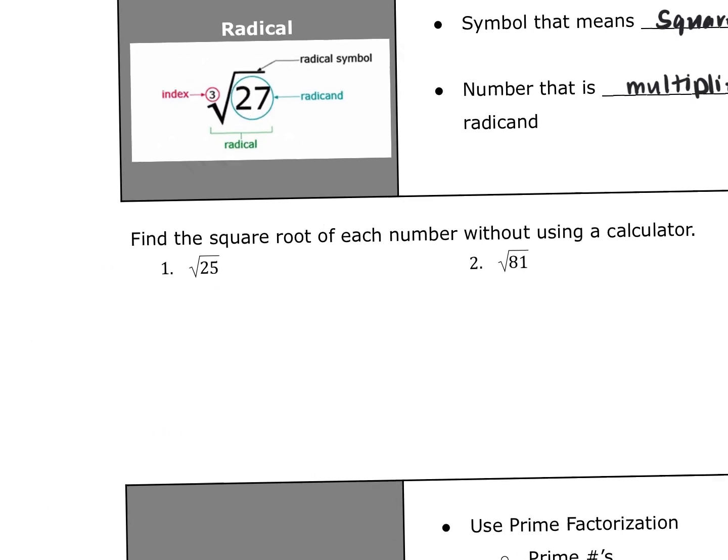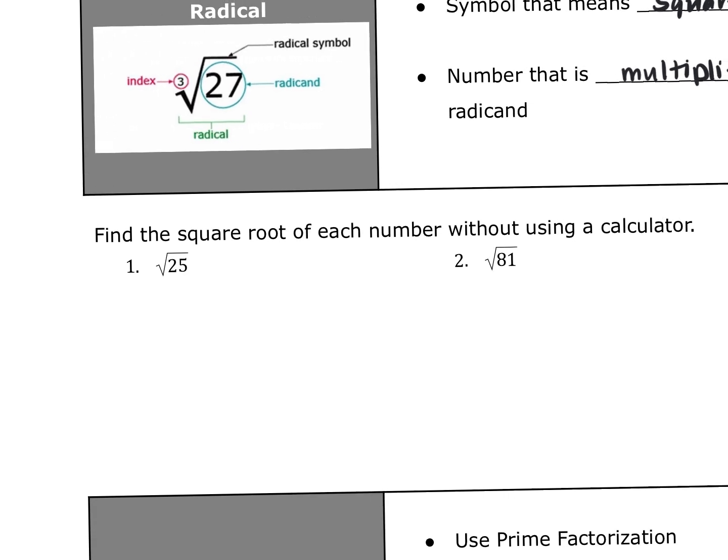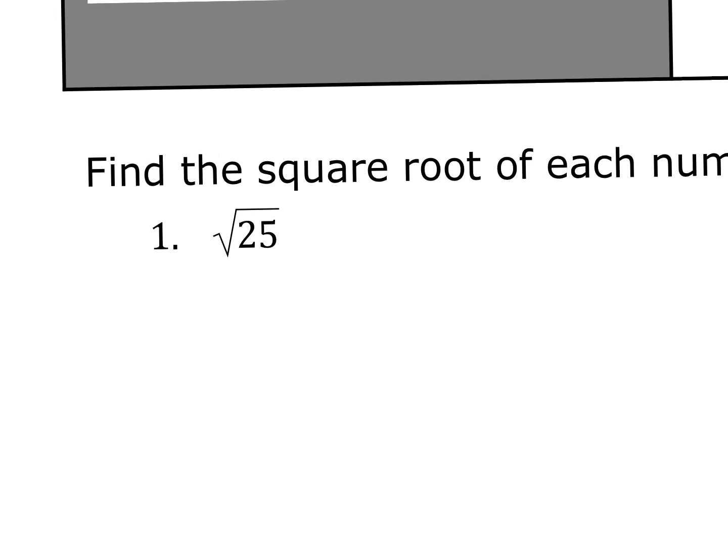Okay, so this one says we want to find the square root of each number without using a calculator. So we have to think of two numbers that are multiplied together and they're going to be the same number that equals what's under that radical symbol or that square root symbol. So when I think of 25, two numbers that multiply to 25 that are the same number would be a 5 and a 5.